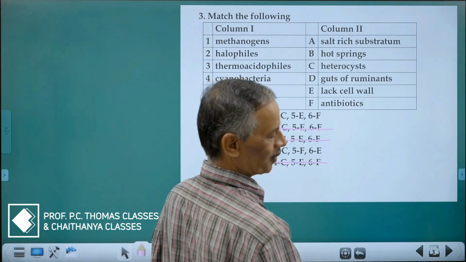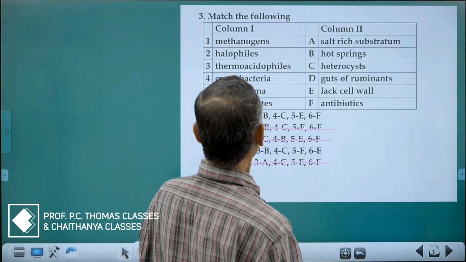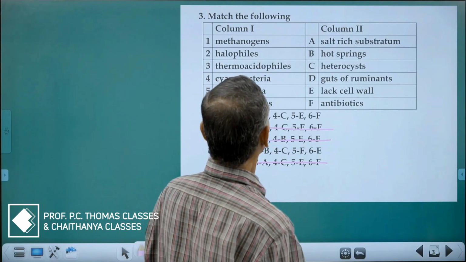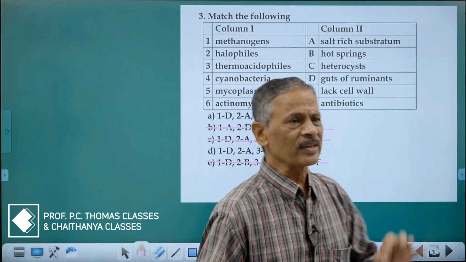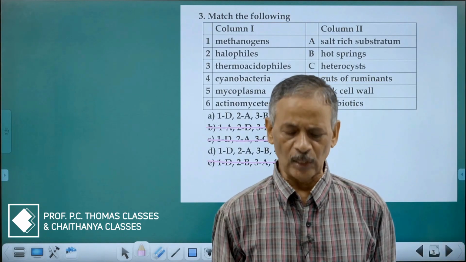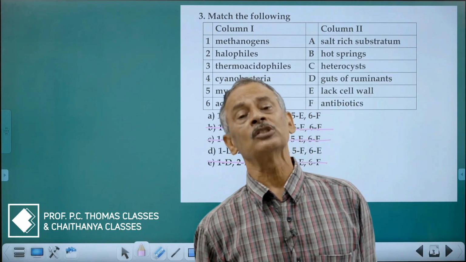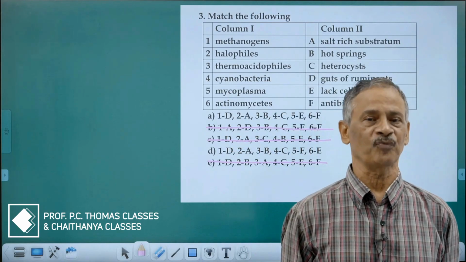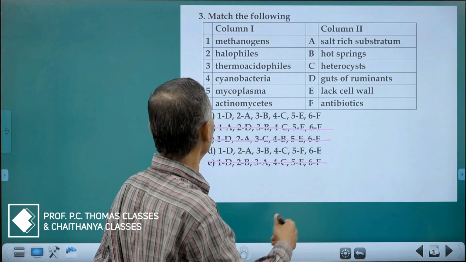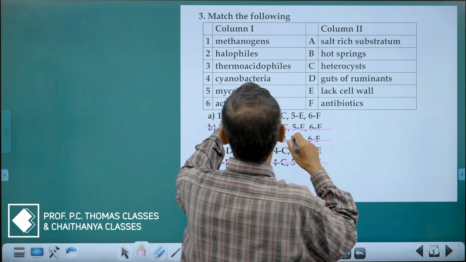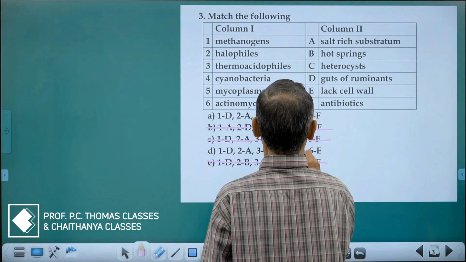Mycoplasma, PPLO. Mycoplasma are the smallest, they lack cell wall. So 4 should be the E. See, they lack cell wall. These are the smallest organisms having cellular organization where you are having no cell wall. That is why they go on changing their shape. They are pleomorphic, so called as the jokers of microbiology. They go on changing. So it is mycoplasma, lack cell wall. Here it is F.